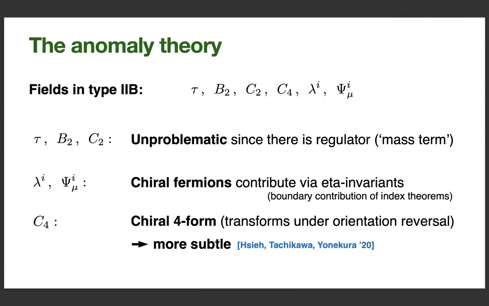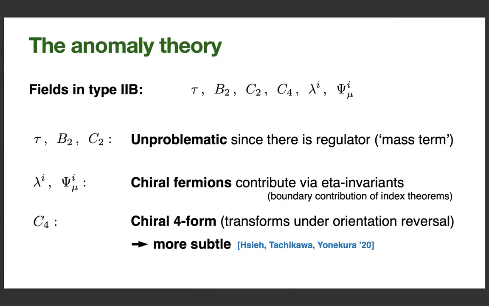Then we have the fermions. They transform under the duality group and they're chiral. So that is already all the hints you need in order to expect that those probably contribute to a potential anomaly. And indeed, that is correct. And usually how fermions contribute in this more general setting of anomalies is via so-called eta invariants. And you can understand eta invariants as boundary contributions of certain index theorems. And we'll come to that in a second.